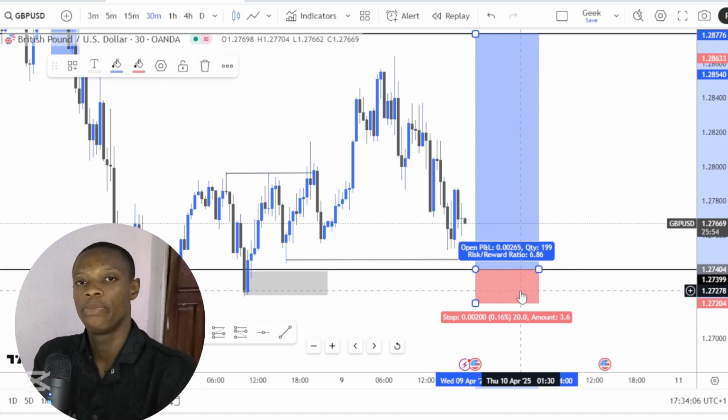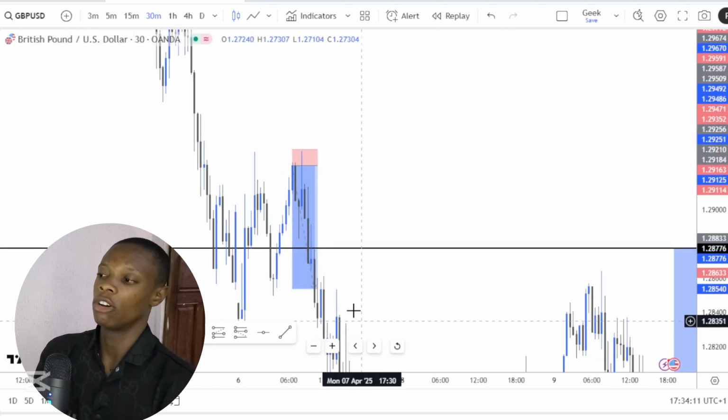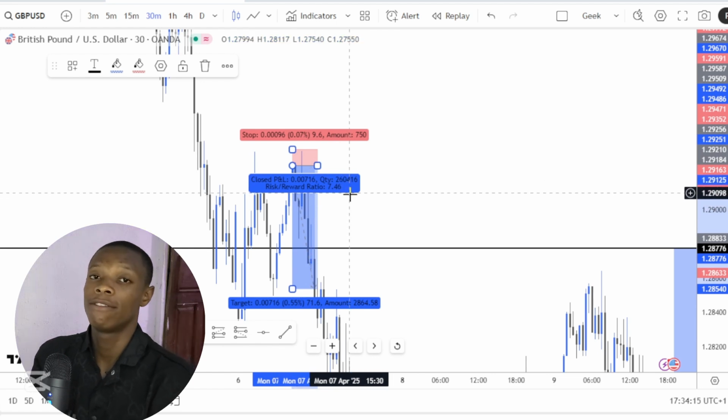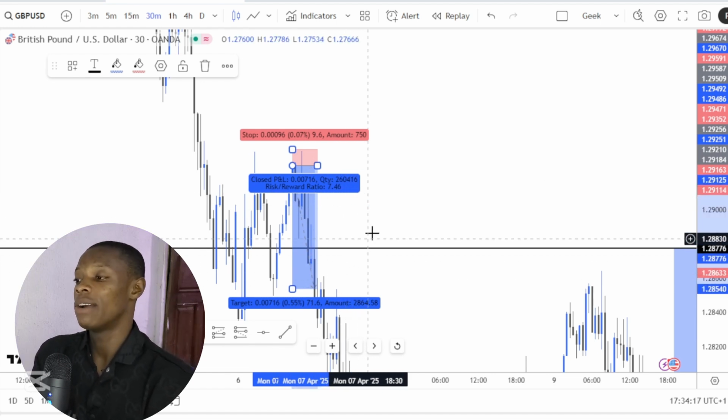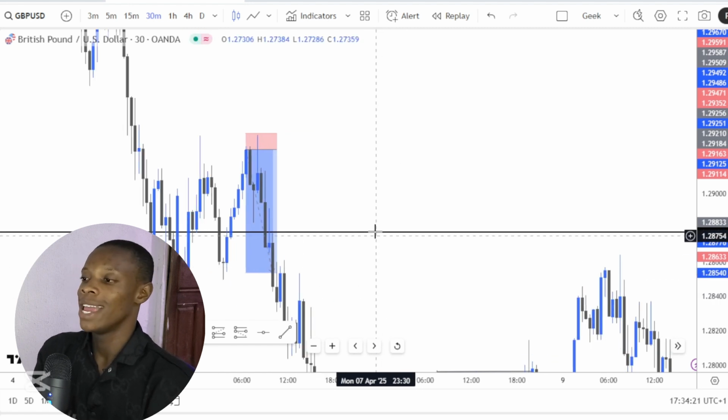It's just so simple. Your account is small. If you are good, you're going to grow it. 1:7. If I risk $1, I'm going to make $7. Right? If I risk $2, I'm going to make 2 times $7. Right? It's just so simple.